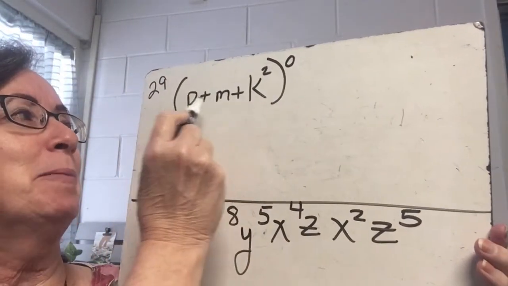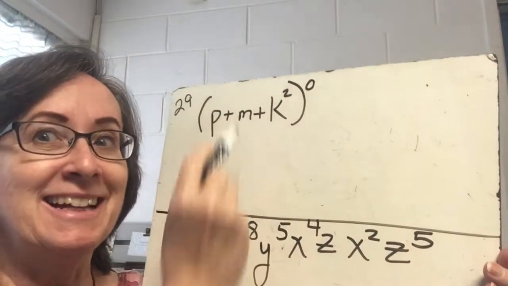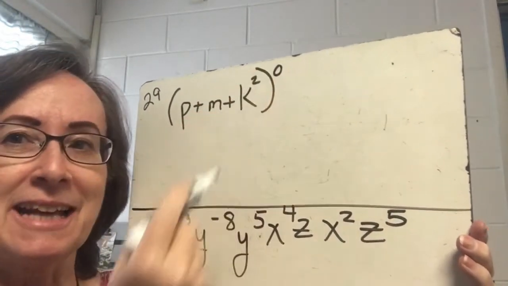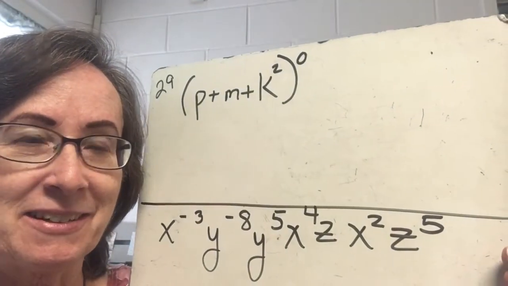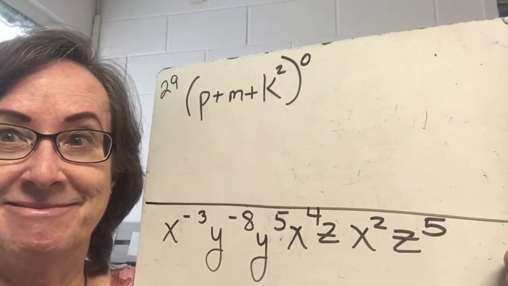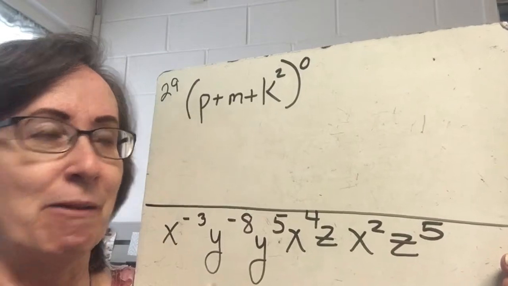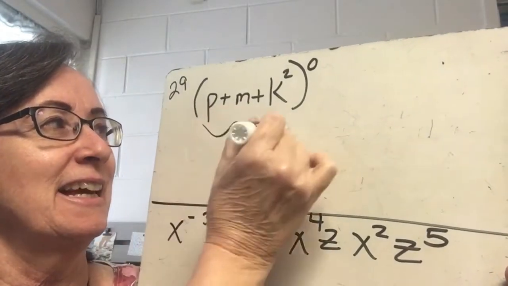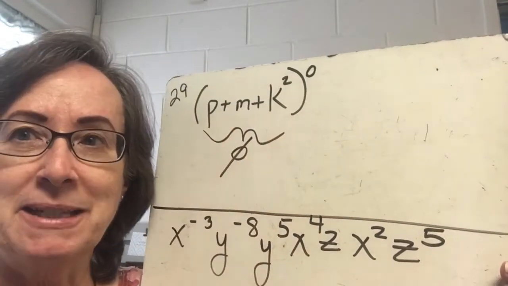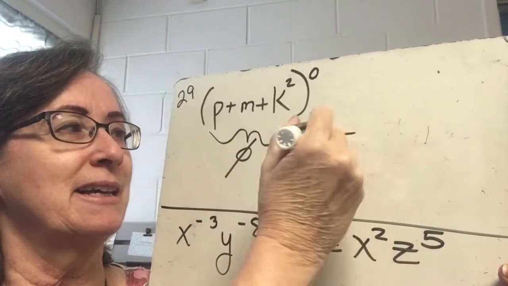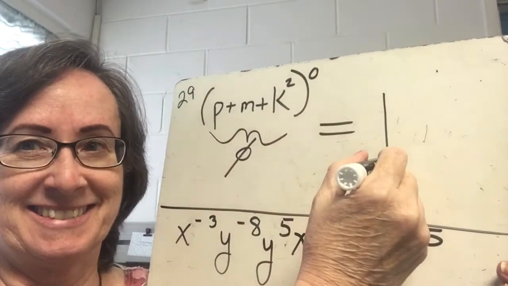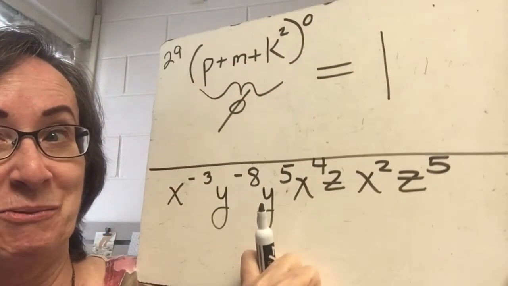So we have p plus m plus k squared inside a parenthesis, and on the outside of the parenthesis is a little 0. So what is the answer? Anything raised to the 0 power, as long as this is not 0. It can't be 0. Anything else raised to the 0 power is 1. So the answer is 1.